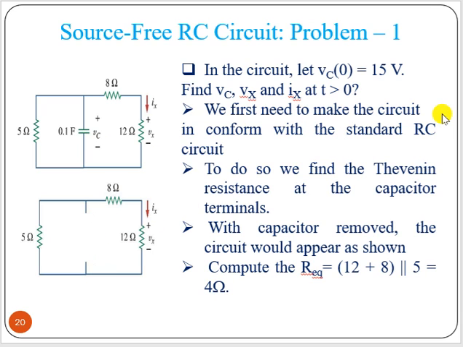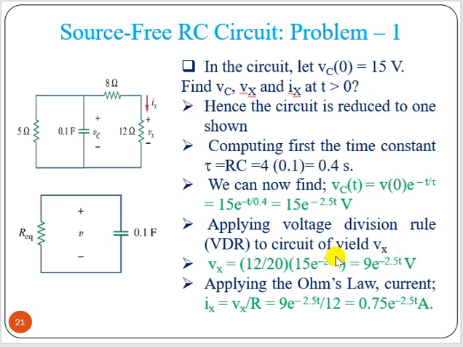So we first need to make the circuit conform with the standard RC circuit. If you remove the capacitor and look into that, what is the equivalent resistance that we can find out? The current divides, and these two are in series. So 20 in parallel with 5. So 12 plus 8 is 20, 20 parallel with 5, 4 ohm is the R equivalent.